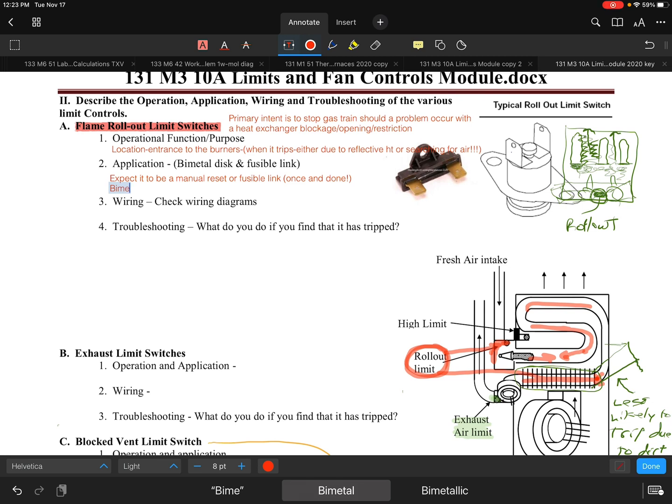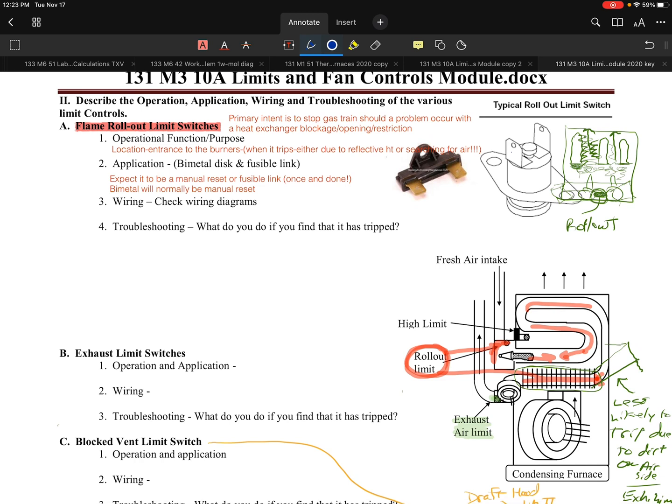That little picture to the right is one of those examples. If it is indeed a bimetal, they will normally be manual reset. Essentially, this one here is a fusible link. There's no button, but there's a little link in there between those two that's kind of hidden. That will melt and it doesn't allow any current to go through. If it is a manual reset, you're going to probably see a little button.